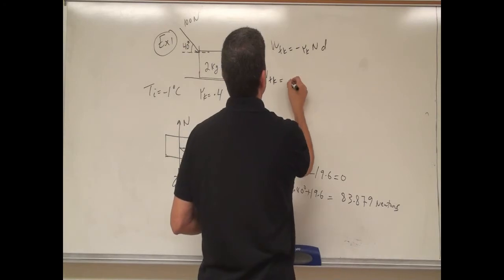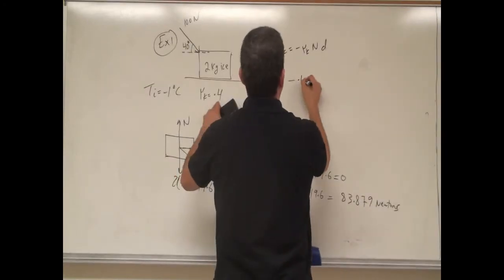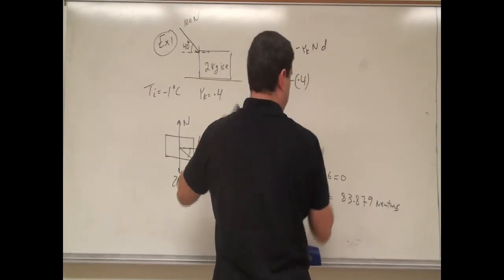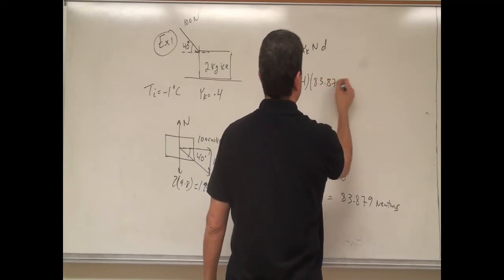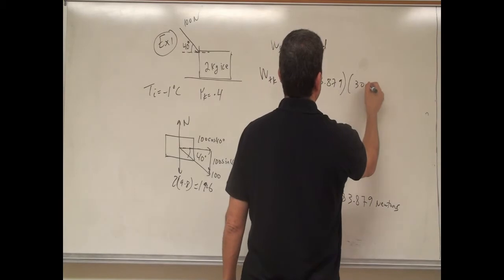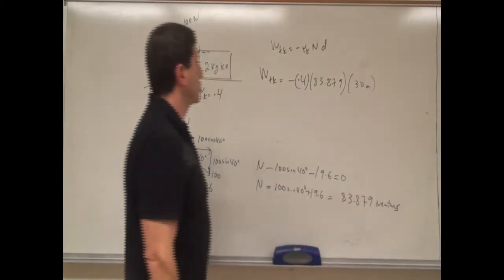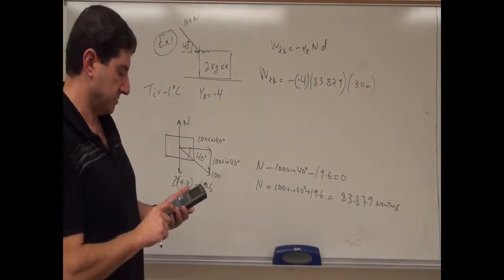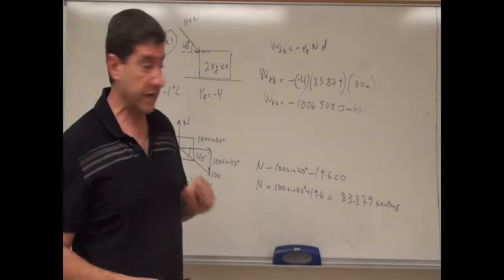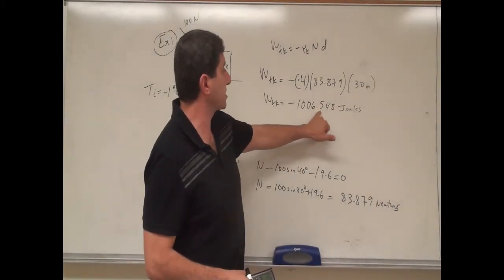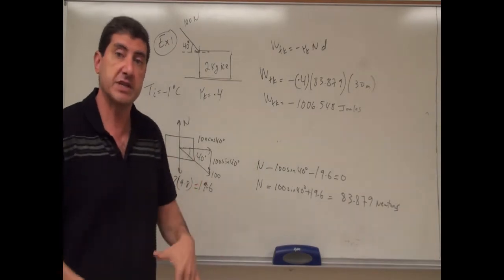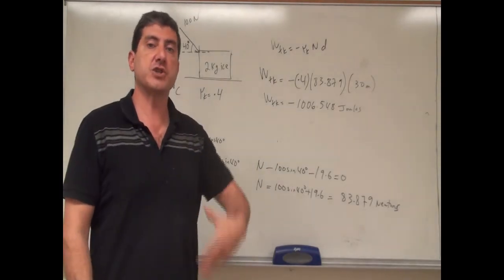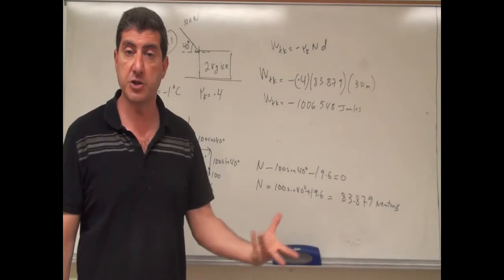Now, the work done by friction is going to equal the force of friction, which is negative 0.4 times the normal force, 83.879, times the distance of 30 meters. So we can multiply all of that. The work done by friction is equal to 1006.5 joules. So it does a lot of work. It's negative, but that negative means that the friction is eating away from the energy of the system.